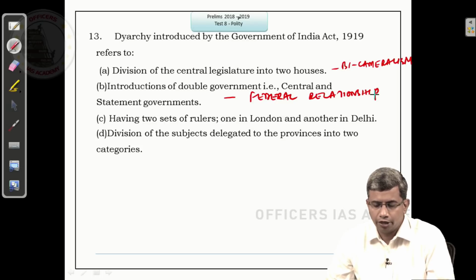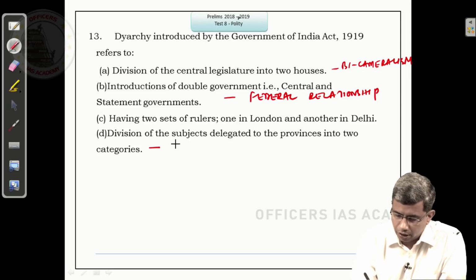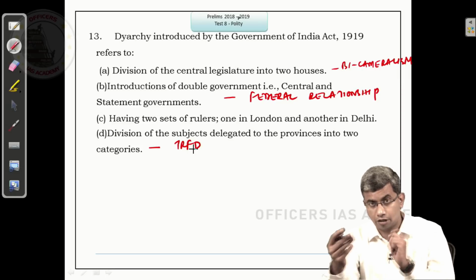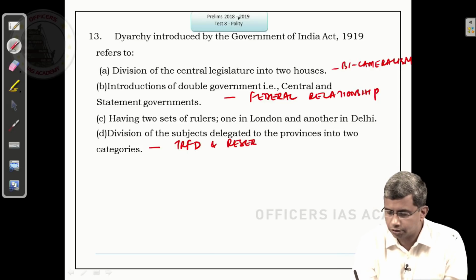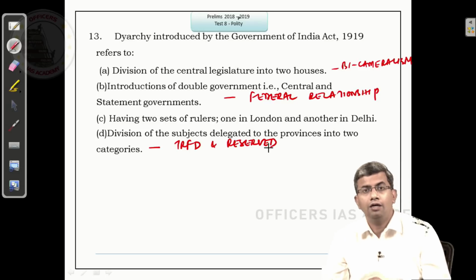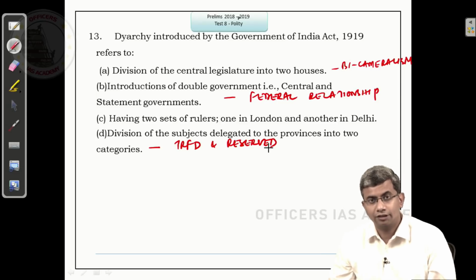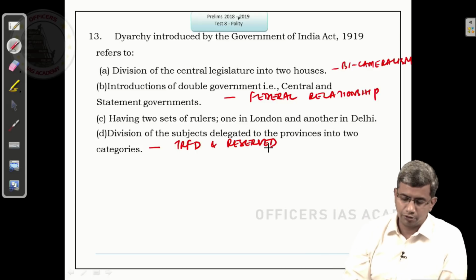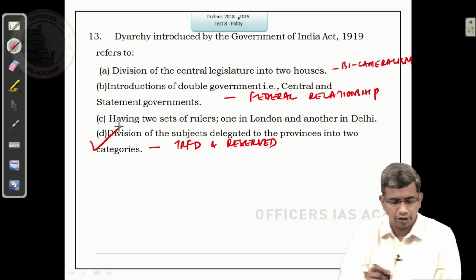Division of subjects delegated to the provinces into two categories: the transferred subjects which can be legislated by the legislative council, and the reserved subjects which can be legislated only by the governor of the province. So, the Government of India Act 1919 introduced diarchy in the provinces. It was the Government of India Act 1935 that introduced diarchy at the central level as well. So, the correct answer for this question is D.